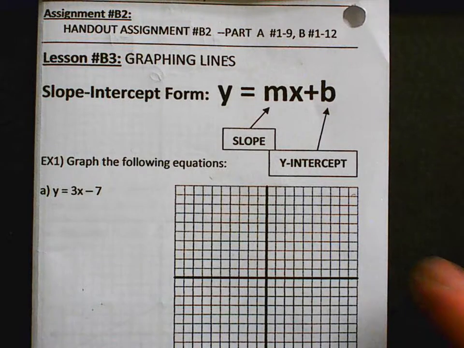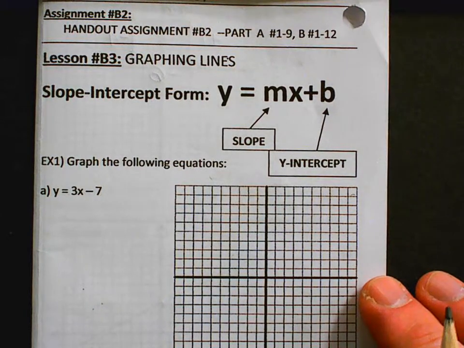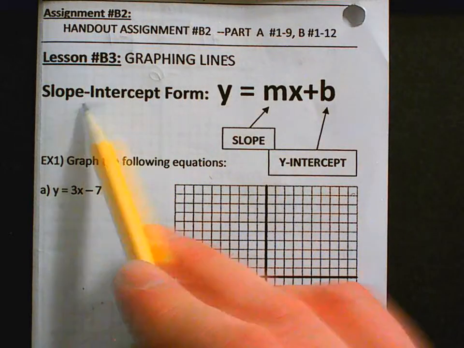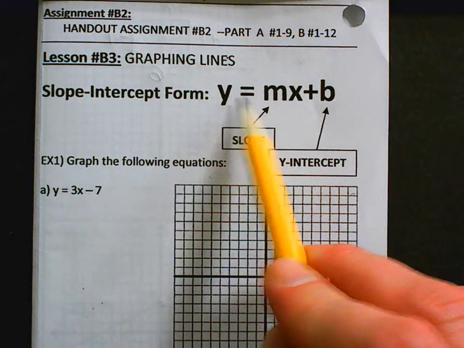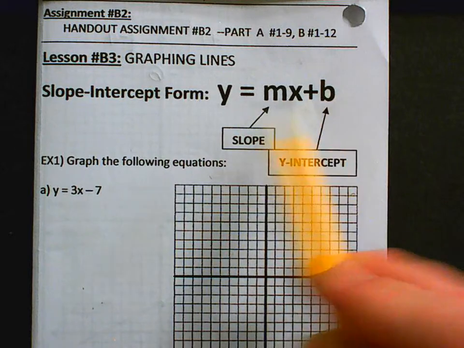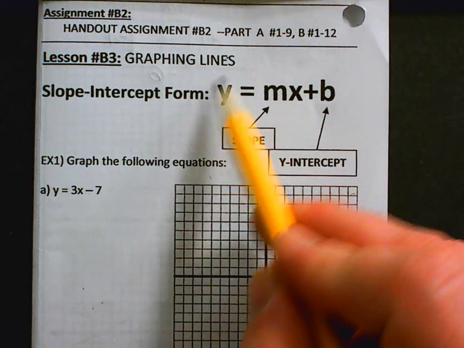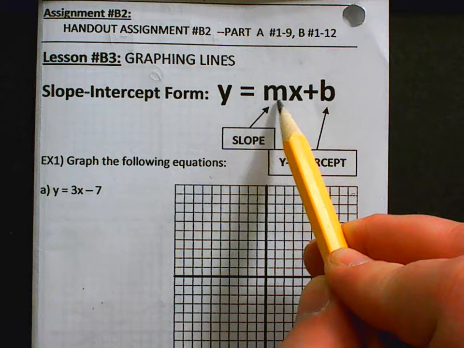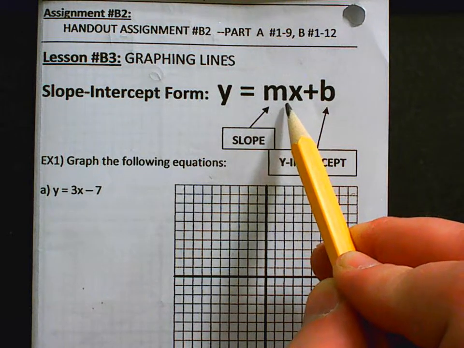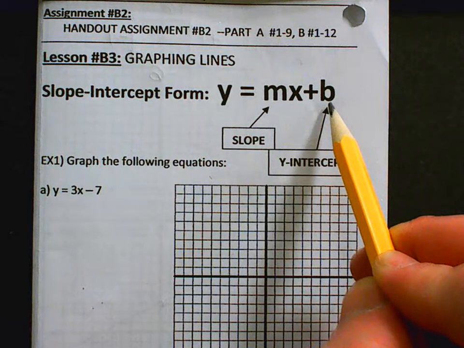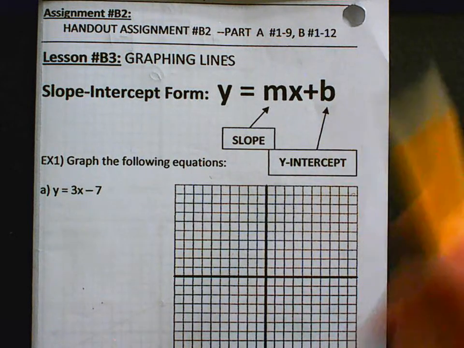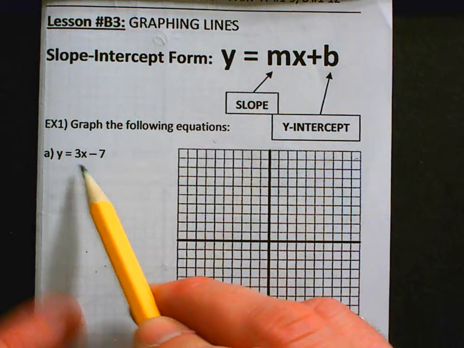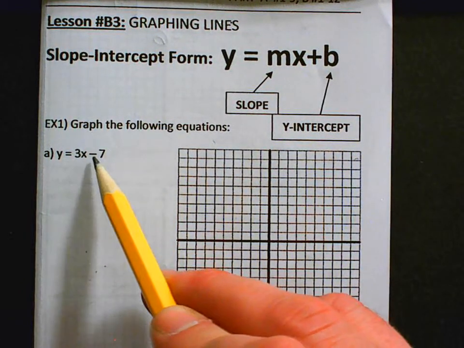Hello, welcome. This is going to be a lesson on graphing lines. Basically, you need to remember the slope-intercept form, which is y equals mx plus b. Another way to remember is that you always want to have the y alone. Remember that the number in front of the x represents the slope, and the number without x represents the y-intercept.